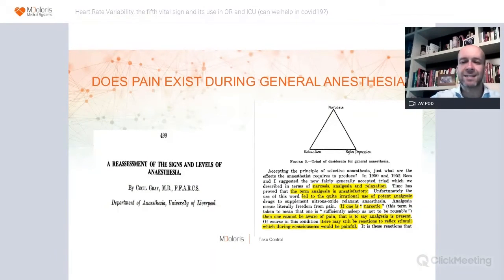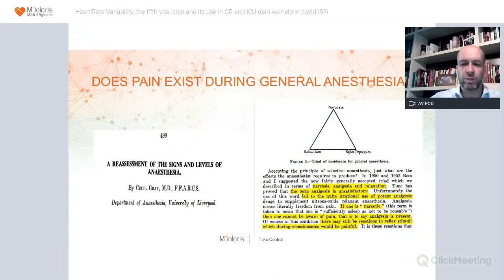He said analgesia doesn't exist during general anesthesia because a patient cannot perceive pain, and analgesia means no pain. Pain doesn't exist while I'm narcotized or while I'm doing hypnosis. It cannot exist because my cortex is not perceiving that thing. There is something, yes, of course. The body is reacting to that.